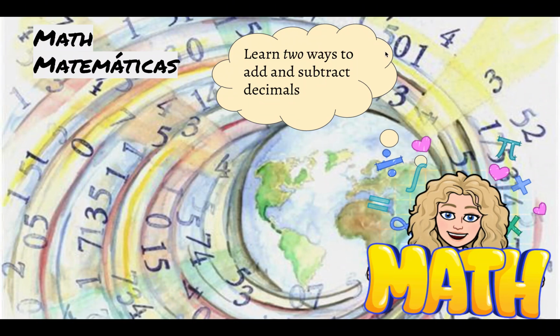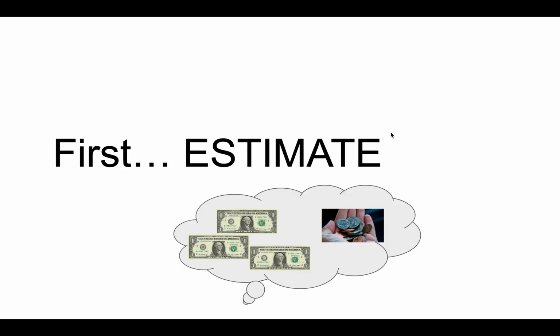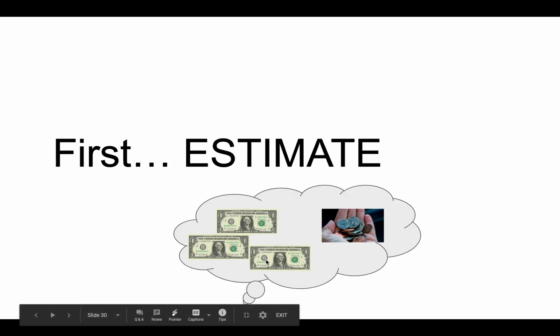Everyone! Today we are going to learn two ways to add and subtract decimals. So let's say we want to add $1.15 plus $2.35. First, we'll estimate. So I know it's going to be approximately $3 and some change.